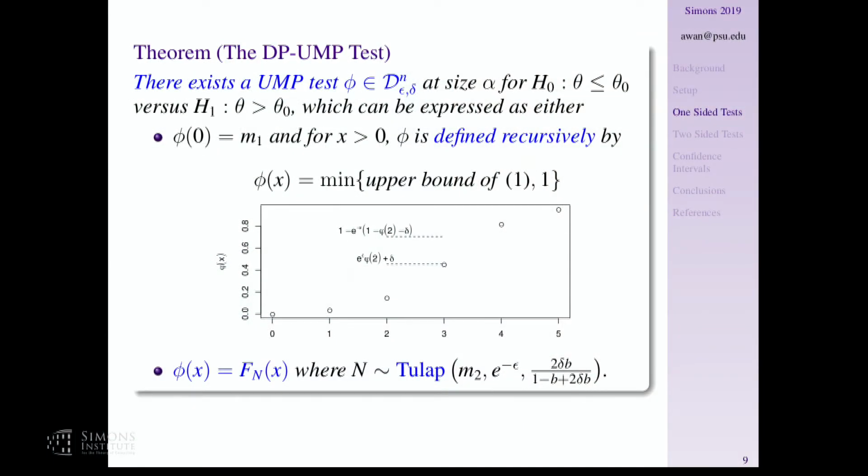So perhaps we're collecting data on whether you have a disease or not. And it's been previously believed that the prevalence of disease is some amount or less. And we're saying, oh no, there's actually an epidemic. So we sound the alarm and say that actually it's higher than we thought.